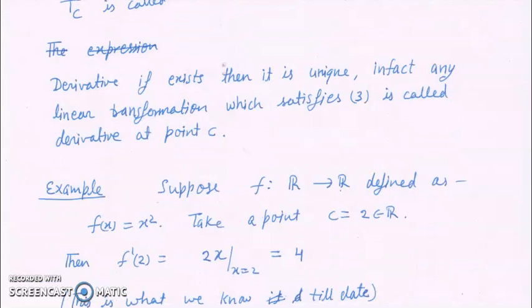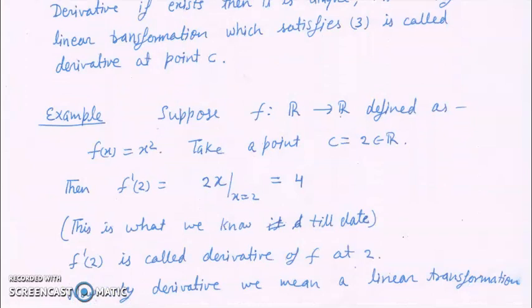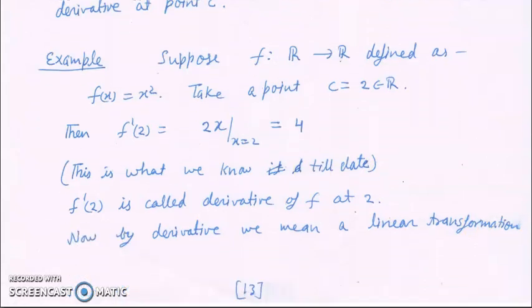Now come to the example of a single variable, and in that case, what is the derivative now? Suppose f from R to R is defined as f of x is equal to x square, and take the point c equal to 2 in R. Then f dash of x is equal to 2x, which we know till now, and its value at x equal to 2 will be 4. This is what we know till now. What we know is not wrong, but now we have generalized this to a linear transformation. So from now onwards, by a derivative we mean a linear transformation.